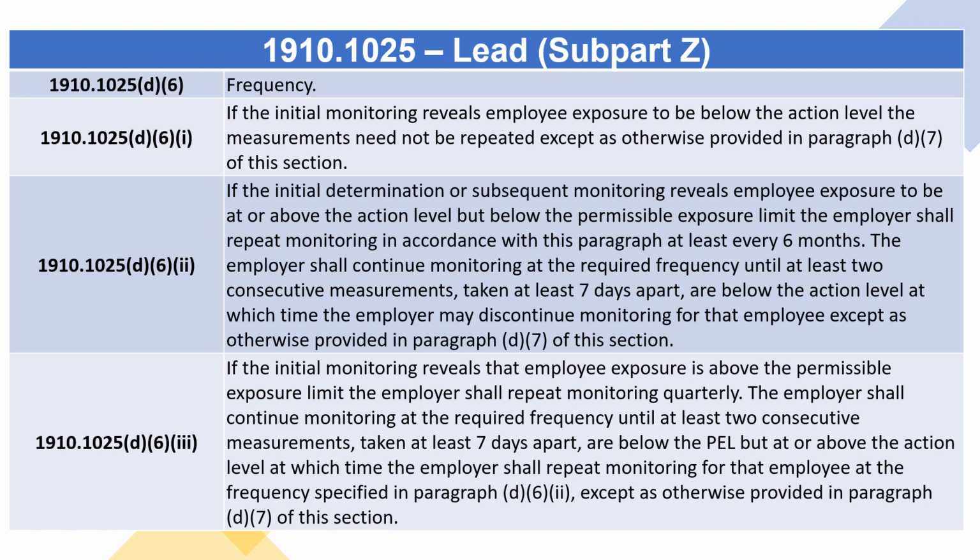1910.1025 D6 3. If the initial monitoring reveals that employee exposure is above the permissible exposure limit, the employer shall repeat monitoring quarterly. The employer shall continue monitoring at the required frequency until at least 2 consecutive measurements, taken at least 7 days apart, are below the PEL but at or above the action level, at which time the employer shall repeat monitoring for that employee at the frequency specified in paragraph D6 2, except as otherwise provided in paragraph D7 of this section.